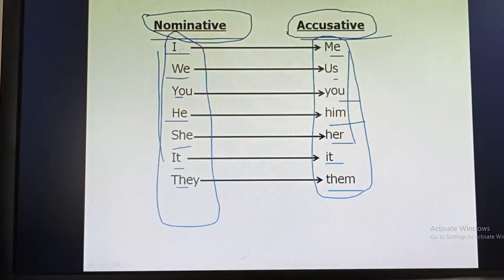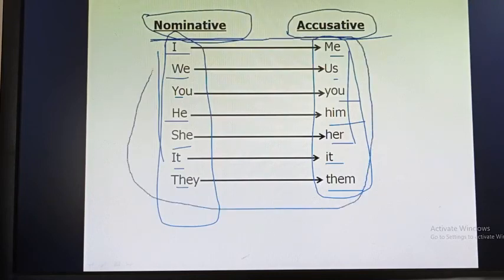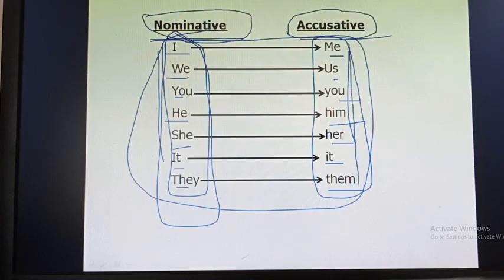This is the nominative case: I, we, you. All these are actually personal pronouns: I, we, you, he, she, it, they, me, us, you, him, her, it, them. But these personal pronouns are divided into two. This is the nominative case, and on the right side, me, us, you, him, her, it, them, these are in the accusative case.